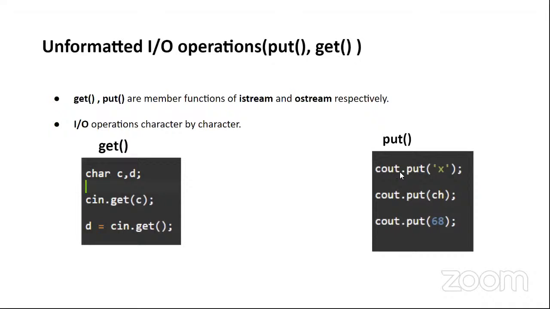And the put function we can use in this way. cout.put('x') will print the character x, and the second statement will print the character which is present in the variable ch, and cout.put(68) will print the character whose ASCII value is 68.